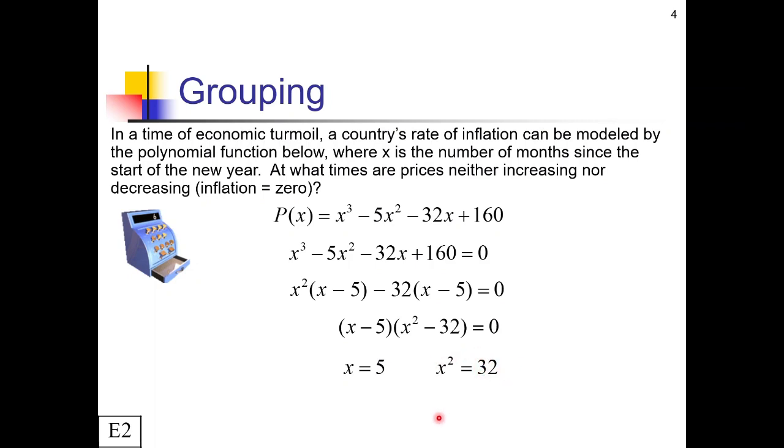So I'm going to have plus or minus square root of 16 times square root of 2. Can't forget the plus or minus when I'm square rooting an equation. So this will be plus or minus 4 radical 2. So just to answer our real life problem, these are the times, whatever time 4 radical 2 is and 5, that our inflation is at a rate of 0.